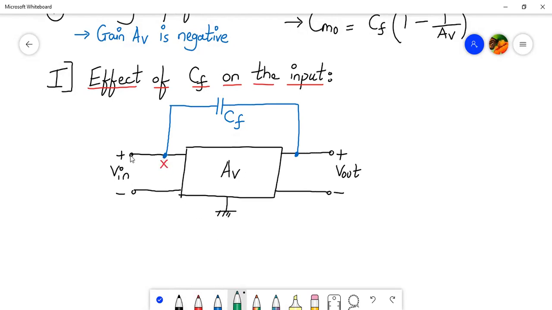Let's define some currents now. The input current to the amplifier is II. The current flowing into the amplifier network will be I1, and the current flowing into the feedback capacitor is I2. So we'll consider three currents: II, which is the current flowing from the source input, then I1. This current is split into two parts, I2, which is flowing through the capacitor, and I1, which is going inside the amplifier. Now, let's start analyzing.